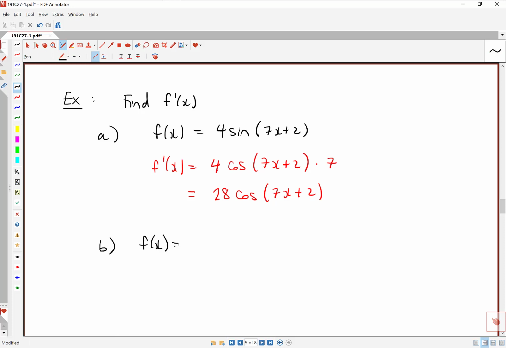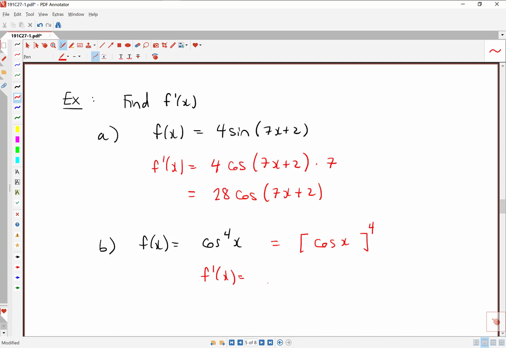Part B, f of x is cos to the 4th x. Okay, anytime we see this situation where we've got a power on the trig function, I would be very careful about just rewriting that as our first step before we do any derivatives. So this means figure out the value of cos x and then raise that to the 4th power. So from there, let's think about what our derivative would look like.